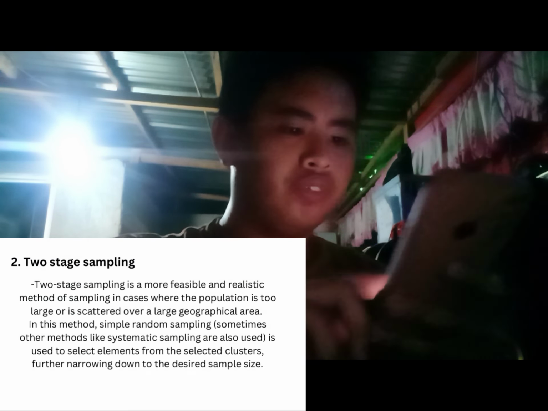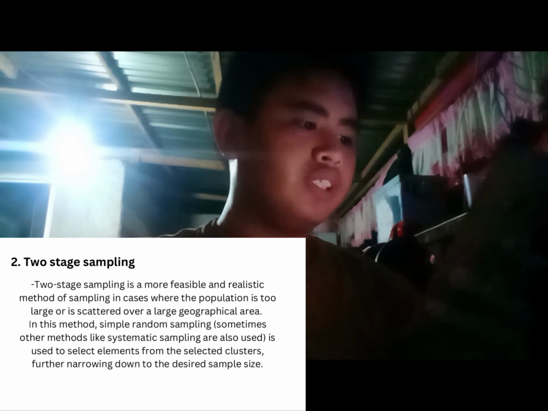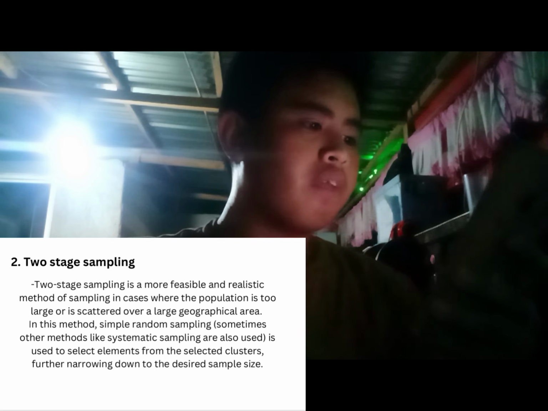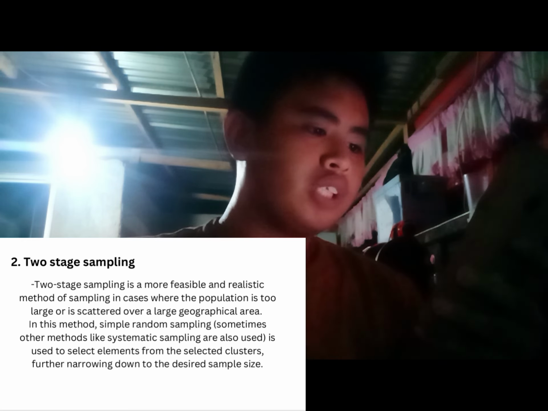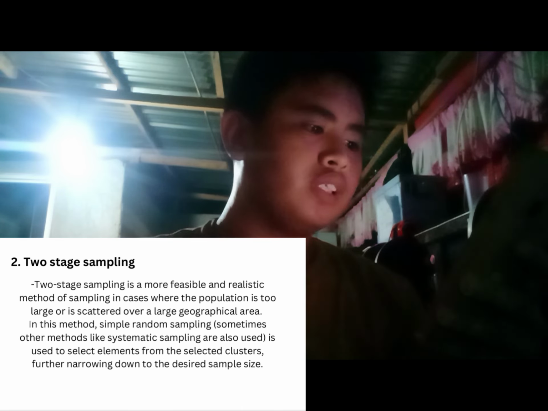Second, two-stage sampling. Two-stage sampling is a more feasible and realistic method of sampling in cases where the population is too large or scattered over a large geographical area. In this method, simple random sampling, and sometimes another method like systematic sampling, is used to select elements from the selected clusters, further narrowing down the desired sample size.